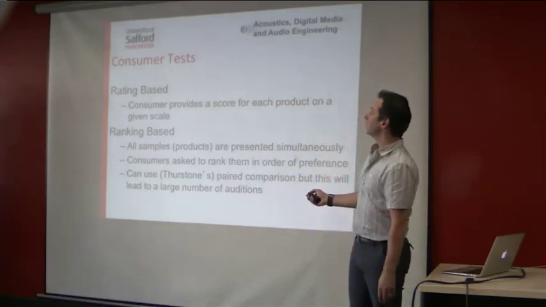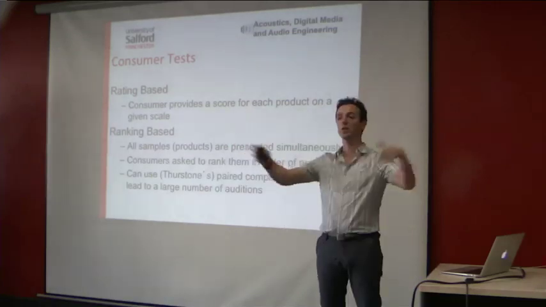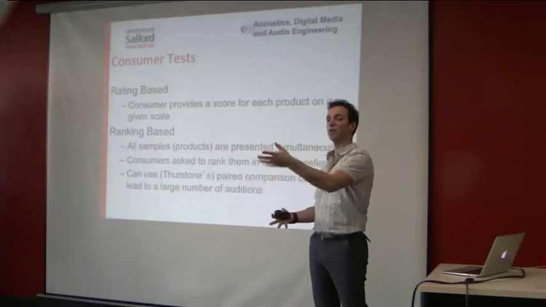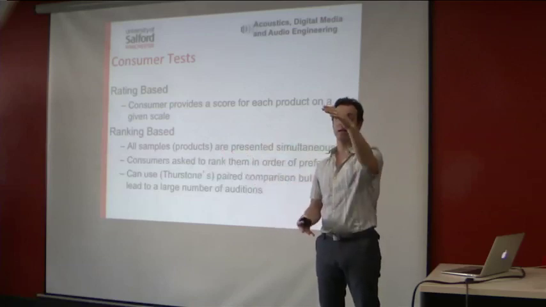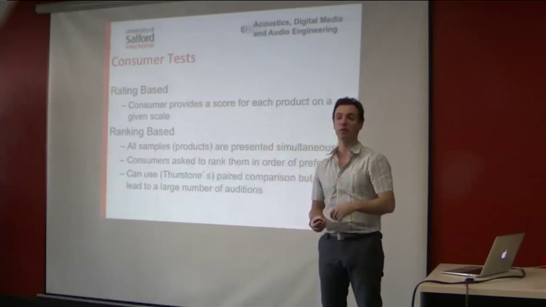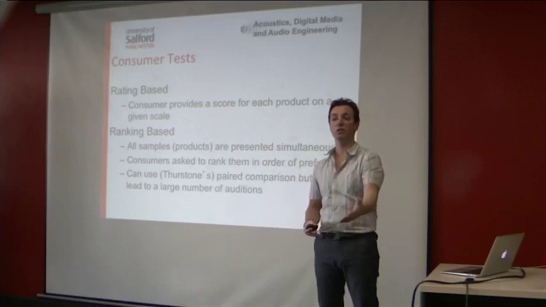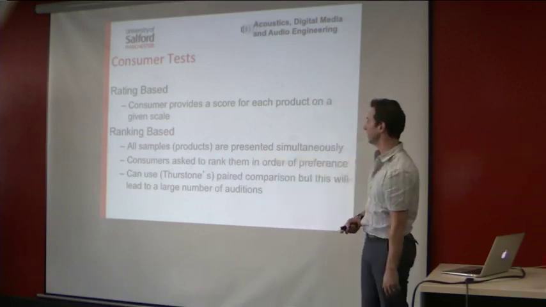Most commonly, you'll be looking at this kind of test, rating based, and that's where you've got a scale. 0 is really bad, 5 is really good, and you just ask someone to listen to your loudspeaker and tell you on that scale where they think the loudspeaker could be. 4 or 5 is really good, or say 0 or 1 is really bad.